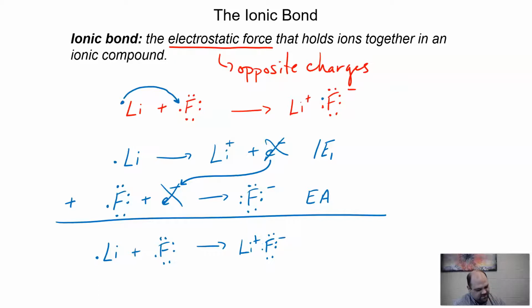Fill in his electrons, which of course we write as LiF. And so this is sort of the breakdown of how ionic compounds are formed based on the transfer of an electron. It's really the loss of an electron from the metal and the gain of an electron by the nonmetal. What we call this is the lattice energy.